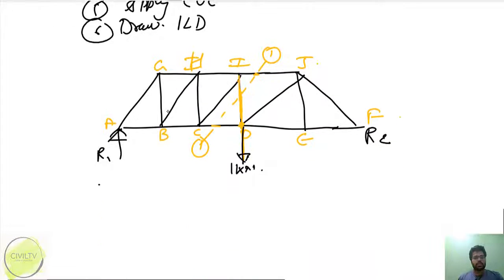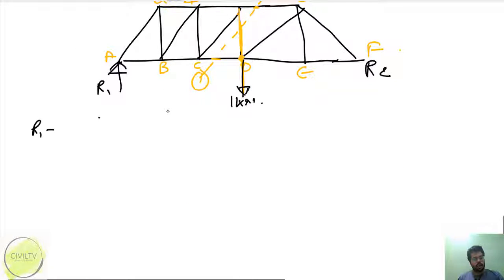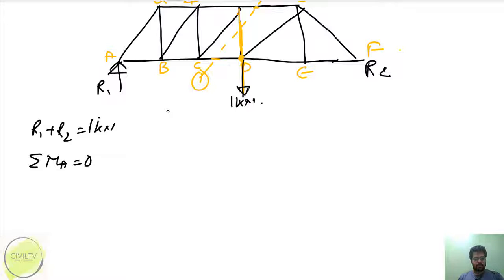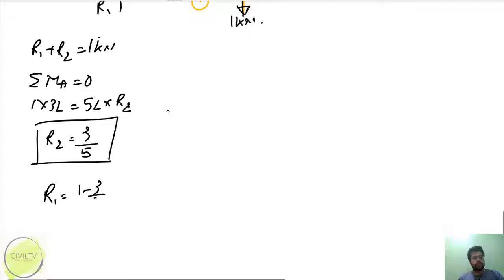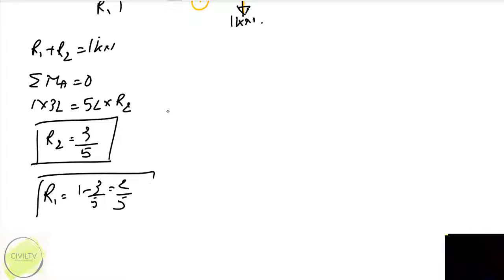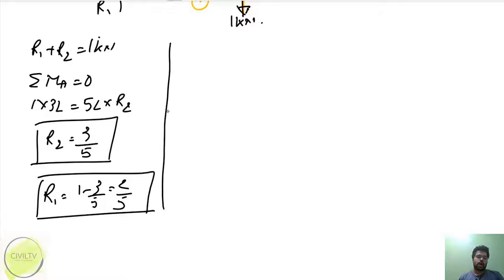After applying the unit loads, I have to calculate support reactions. So let's calculate it. R1 plus R2 equals 1 kilonewton. Summation of moment about A equals 0. So let's take the moment. It will be 1 into L plus L plus L, 1 into 3L equals 5L into R2. So R2 comes out to be 3 by 5. So what will be R1? R1 will be 1 minus 3 by 5 equals 2 by 5. So we calculated the values of R1 and R2.